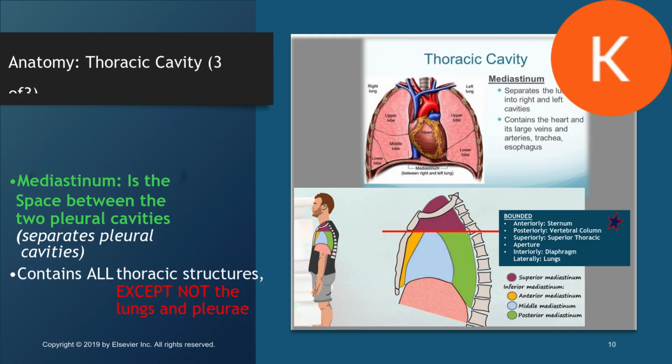The bottom picture here, the patient or the person shows in a lateral position, and it shows what the mediastinum is bounded by. So anteriorly, it is bounded by the sternum. Posteriorly, we see the vertebral column. Superiorly, we see the superior thoracic aperture. Inferiorly, we see the diaphragm, and laterally, we see the lungs.